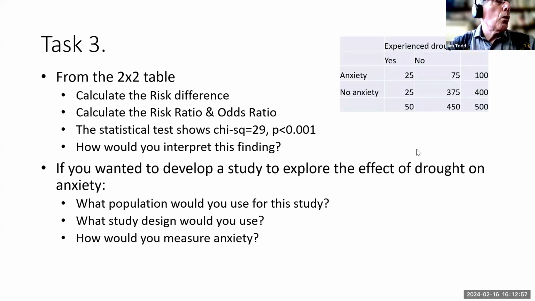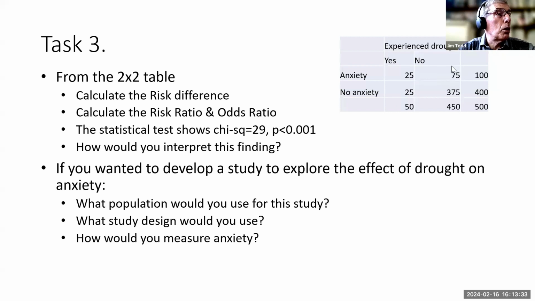So we can estimate the odds of anxiety amongst people who experienced drought. We take this column here, and here we have 25 people who have experienced anxiety and drought, and 25 people who have not. So the odds there is going to be 25 divided by 25, which is 1. Okay. And so we'd say that the odds of anxiety amongst this group here is going to be 1.